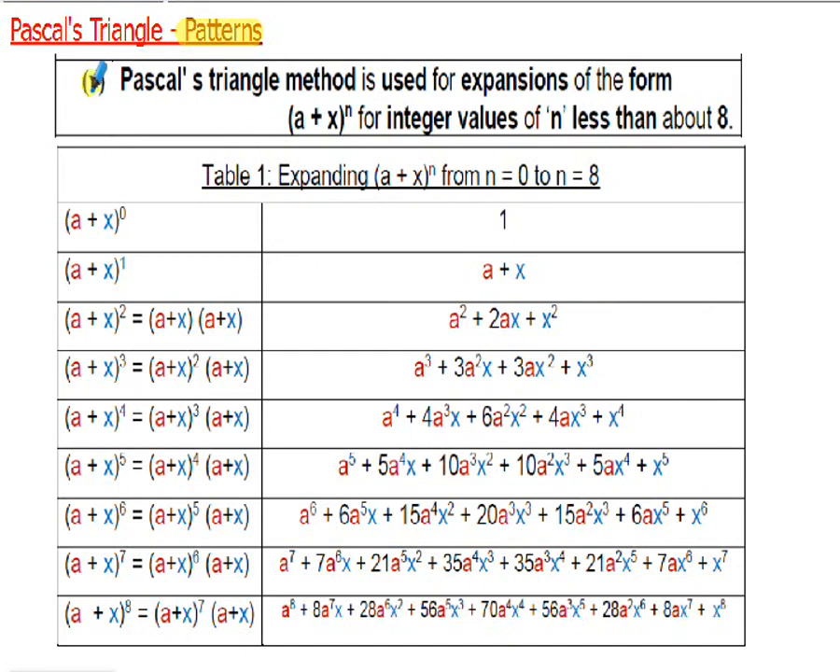Patterns continued here. Item 5. Now, the Pascal's triangle method is used for expansions of the form a plus x to the power n, although of course the a and the x can be different variables, but that's the basic format, a plus x to the n, for integer values of n usually less than 8. I've actually shown the expansion of 8 here in the table, but usually it's less than 8. For other expansions, higher expansions, there are other methods we can use.